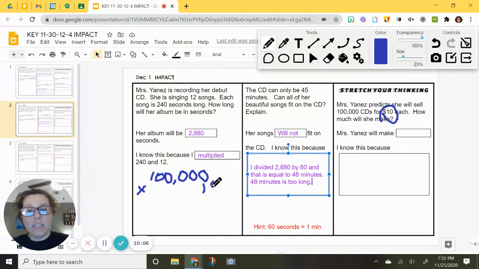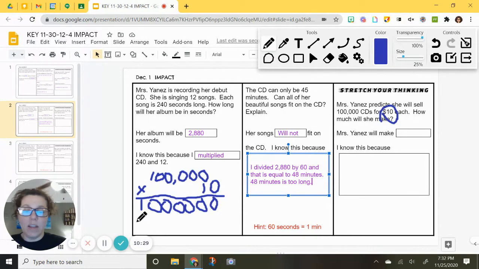I'm going to multiply them by 10, but I'm going to use my zero drop trick. The zero drops down right here. 1 times 0, 0. 1 times 0, 0. 1 times 0, 0. 1 times 0, 0. 1 times 0, 0. 1 times 1 is 1. Go back and add in your commas. 1, 2, 3, put a comma here. 1, 2, 3, put a comma here. I'm going to make $1 million.